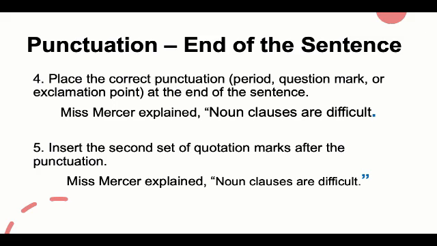Step 5, insert the second set of quotation marks after the punctuation. So this will be the very end of the sentence. Miss Mercer explained, "Noun clauses are difficult." So again, you have to have a comma before the quoted speech. Then you have quotation marks at the beginning and at the very end after the period or question mark or exclamation point.